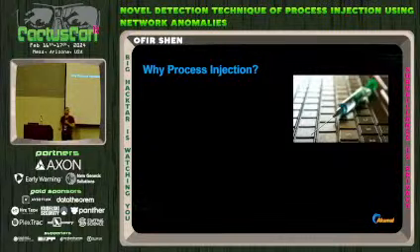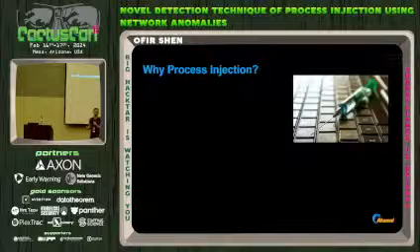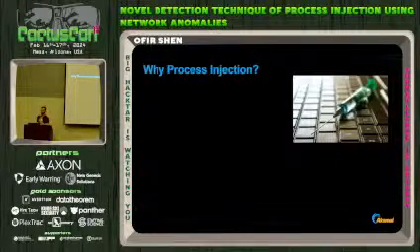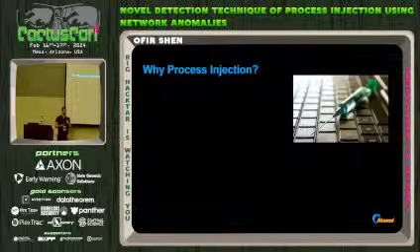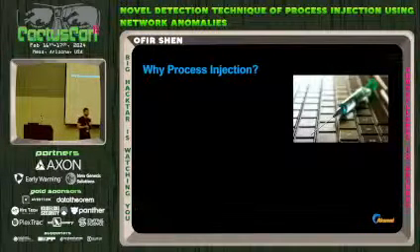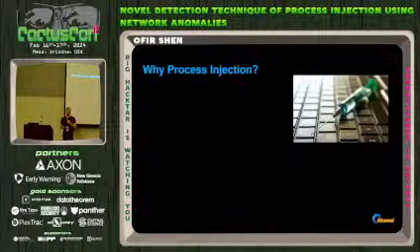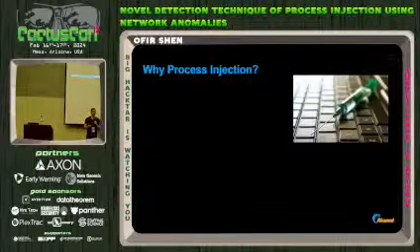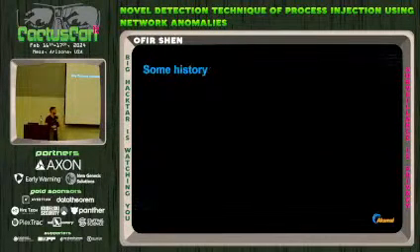So if we're going to talk about process injection, let's talk about why process injection. Why does this thing even exist in the first place? Process injection is basically an attack technique that is stealthy and reliable, and it's been working well for threat actors over the years to hide their payload, either from EDR solutions, antivirus solutions back in the day, or just from security analysts.